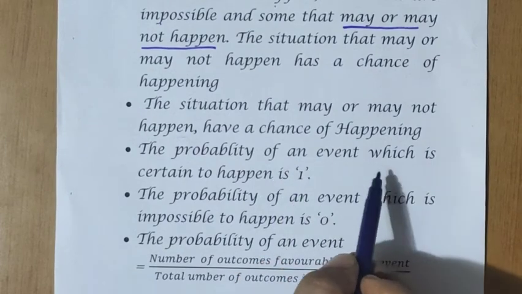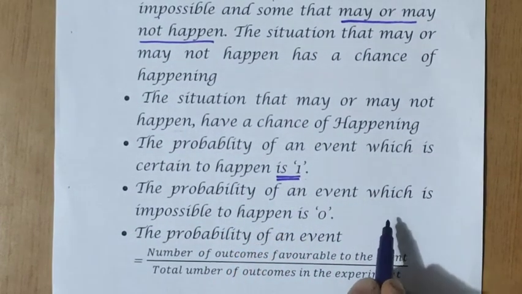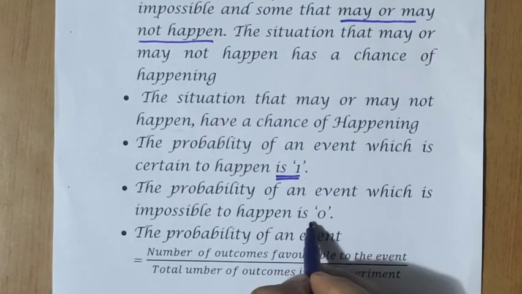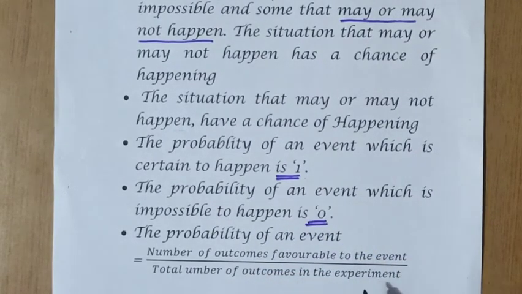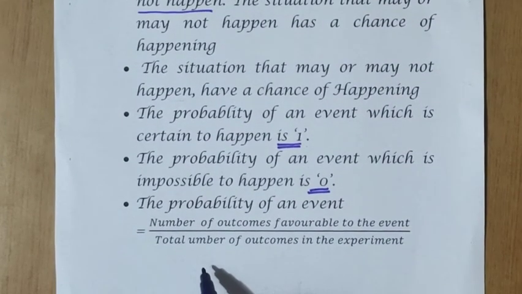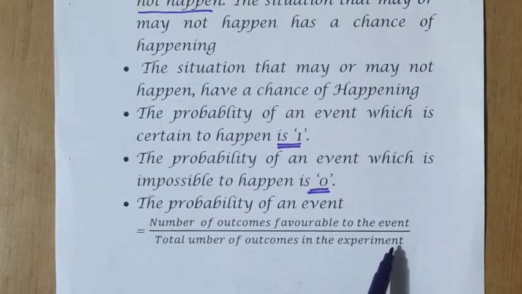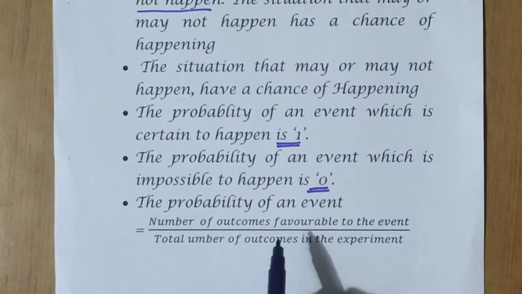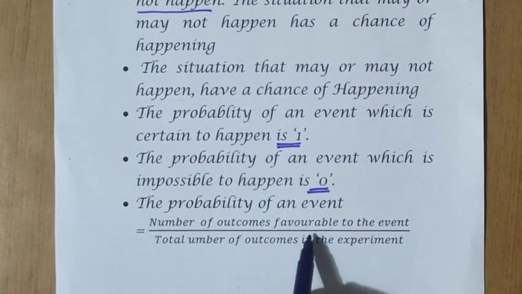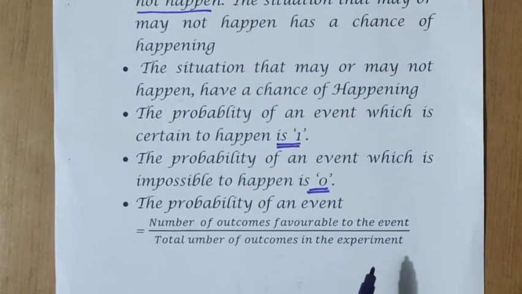The probability of an event which is certain to happen is 1. The probability of an event which is impossible to happen is 0. The probability of an event, what is the formula? It's just a reminder for you. So I have taken the formula once again: number of outcomes favorable to the event divided by total number of outcomes in the experiment. So in short, number of favorable outcomes divided by total number of possible outcomes.